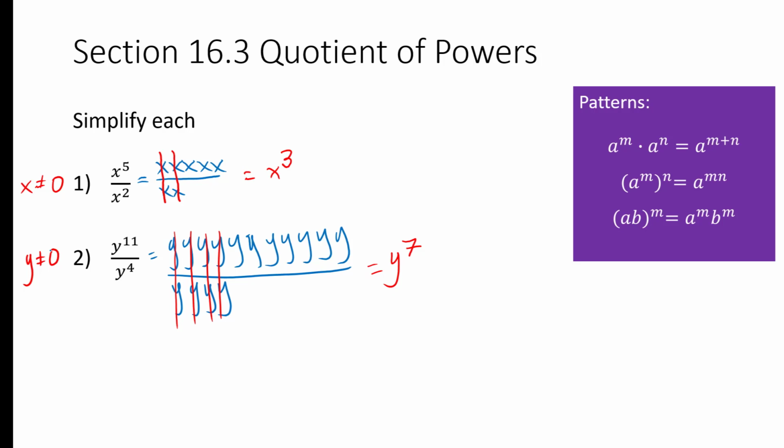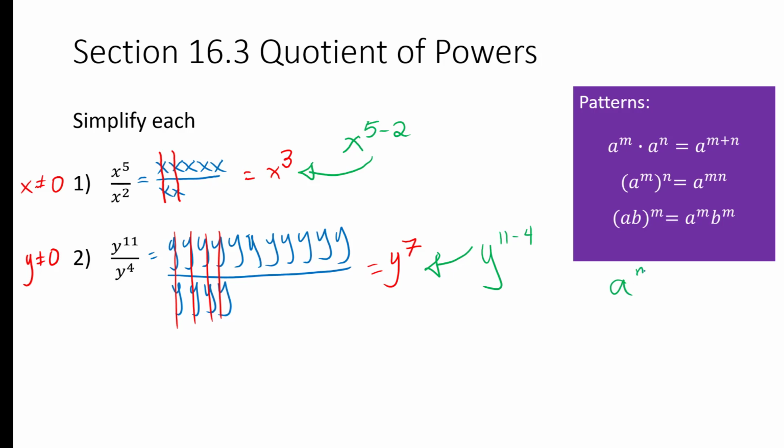We get x to the 3rd if we imagine x to the 5th divided by x squared. y to the 7th when we have y to the 11th divided by y to the 4th. So you might realize that we are really subtracting the number of x's that get canceled out. So this is x to the 5 minus 2. And the same thing really works here. This is y to the 11 minus 4. So that's our new rule, or our new pattern that we're going to add here.